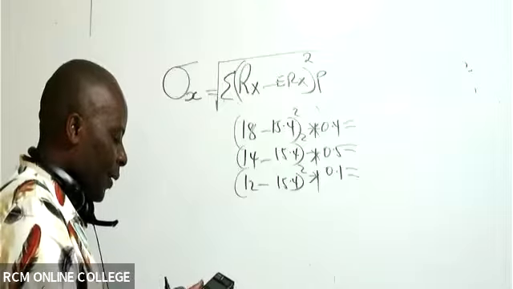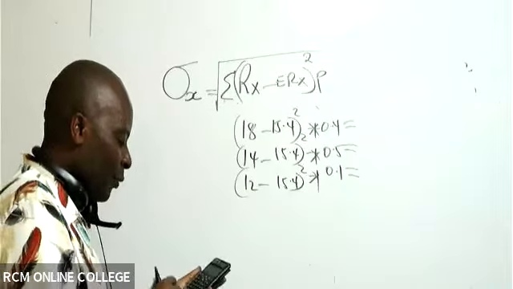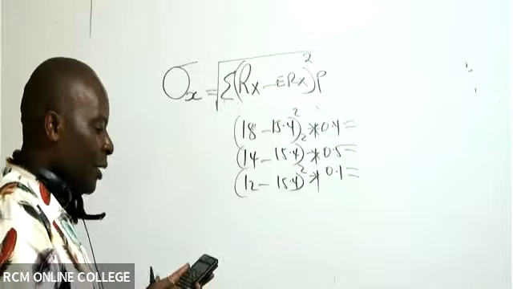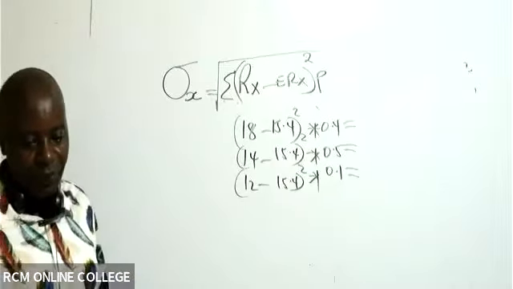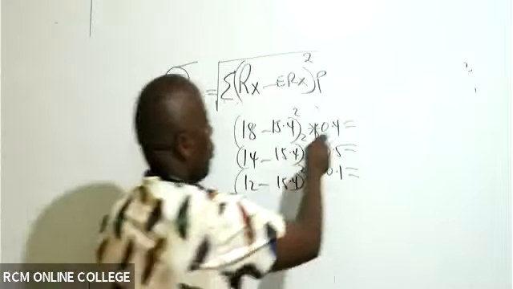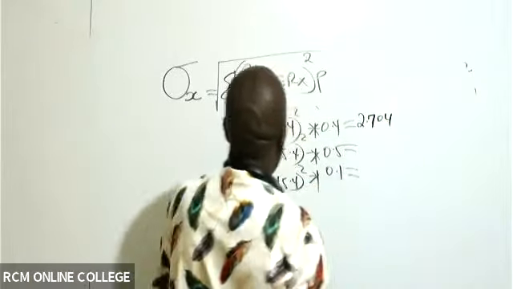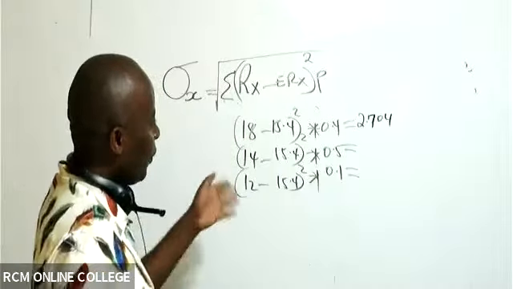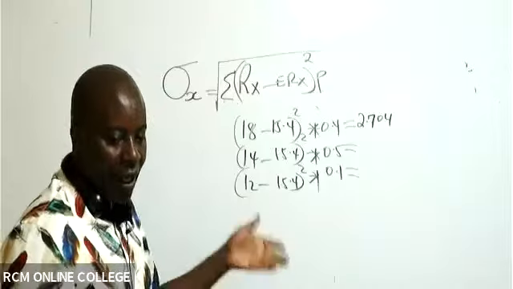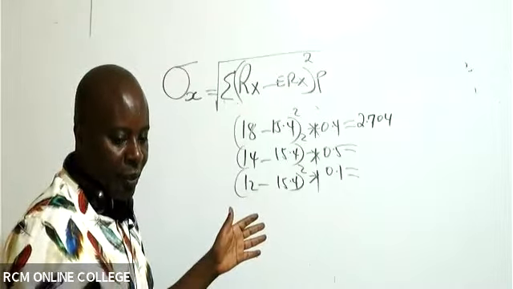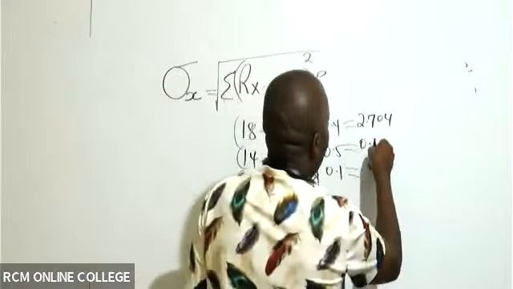Minus, plus, squared, times 0.4. So what are we getting, ladies and gentlemen, for the first one? 2.704. The first one, as you say, open brackets, 18 minus 15.4 squared times 0.4. Give me an answer. We go to the second one, 0.98. So we have here 0.98.